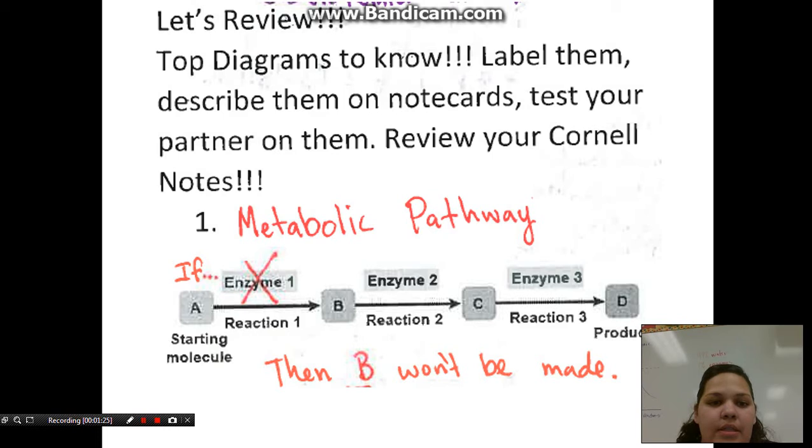So number 1 is the metabolic pathway. If, for example, so this is our metabolic pathway, if we take out enzyme 1, then B won't be able to be made. And if B isn't made, then C won't be made. And if C isn't made, then D won't be made. So this is a metabolic pathway. If we shut down one of the enzymes, the rest of the pathway will not work.